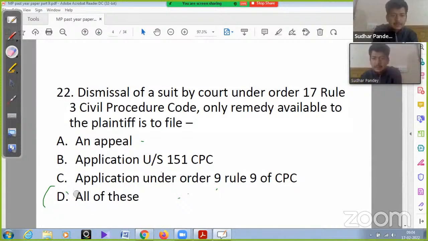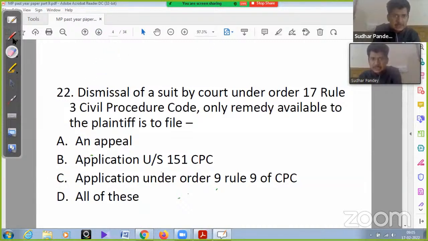So remember, firstly we have to understand what order 17 is talking about. Order 17 is talking about your adjournment, right? So order 17 rule 3 के अंदर which of the following remedy is available? So its correct answer for this particular question will be an application under order 9 rule 9. C is your correct answer, right? I hope it is clear to you. So C is going to be your correct answer under order 9 rule 9, right? Now let's move towards next question.